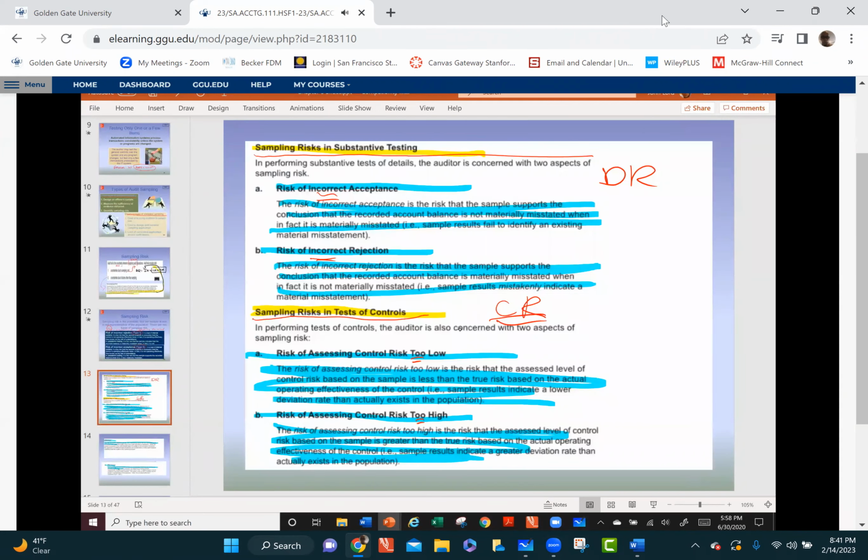And remember, our substantive testing is affected by what? Detection risk. So since we are going to be pulling less than 100% of the items, we're not going to send out confirmation to every single customer. We're going to be sending out confirmation to a sample of customers. There's always a chance that that sample will be different than the true condition of the population. And again, we can break those risks into 2 types of sampling risk: risk of incorrect acceptance.